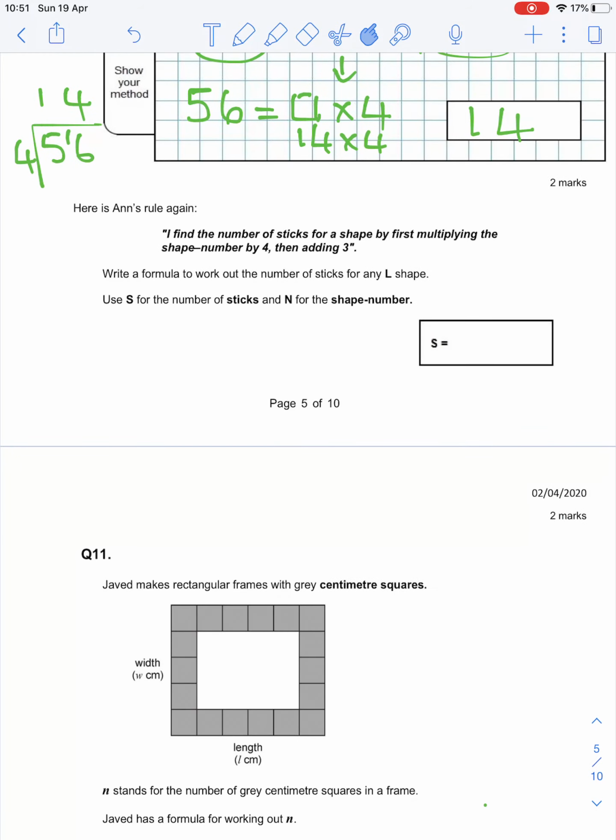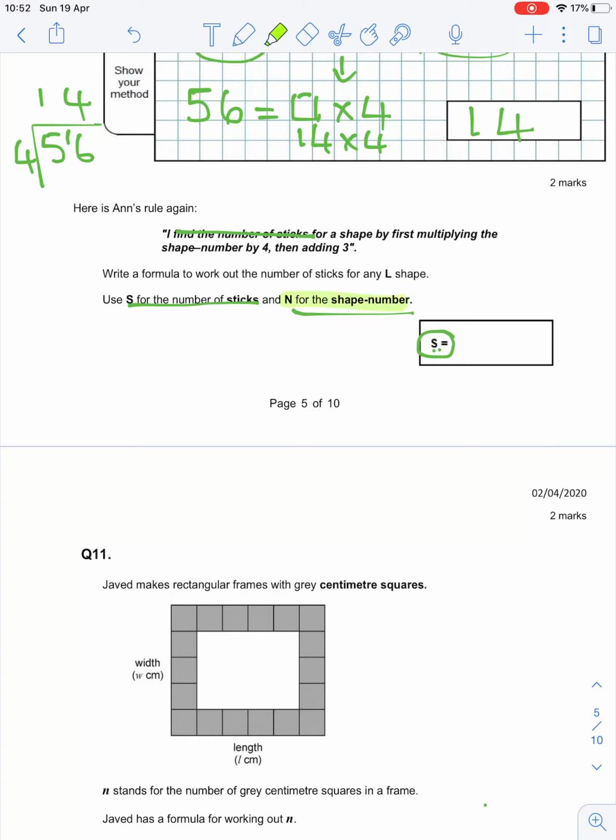Okay, here's Anne's rule again. It's the same rule. They want you to write a formula to work out the number of sticks for any L shape. Use S for the number of sticks, and N for the shape number. So S equals. Let's look back at what she says. She finds the number of sticks, that's that bit. We've done that bit. Let's cross that out. By first multiplying the shape number by 4.